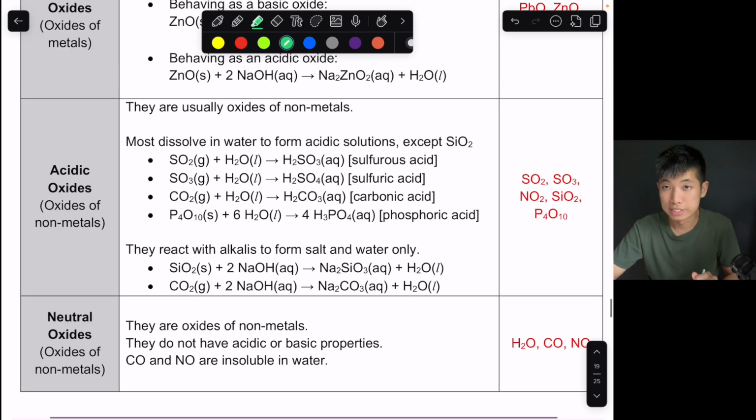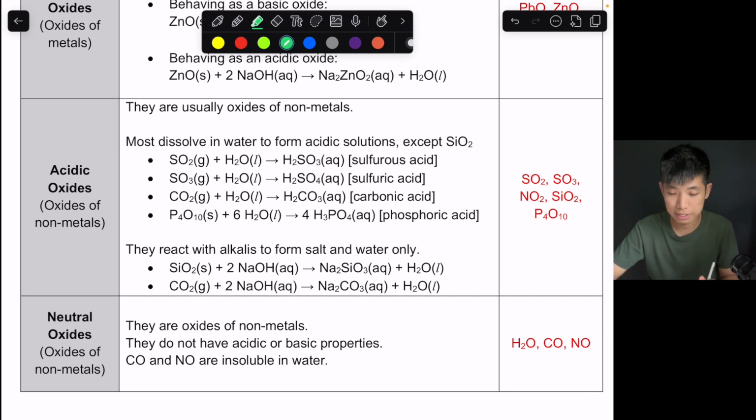I will jump into the acidic oxide first. Acidic oxides are oxides of non-metals. Examples of acidic oxides are sulfur dioxide, sulfur trioxide, carbon dioxide, and phosphorus 5 oxide. These oxides are soluble in water. They can dissolve to form acidic solutions. Acidic oxides can also react with alkalis to form salt and water only.